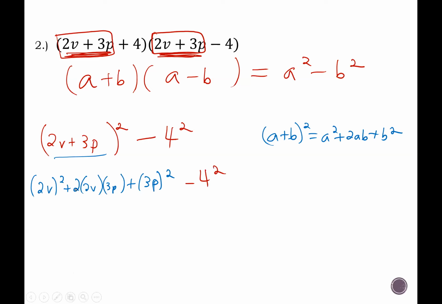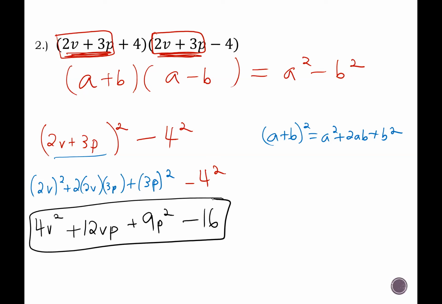Oh boy, okay. So it kind of looks worse right now, but I think we can simplify it in the next step if we just do one term at a time. Okay, so let's simplify. 2v squared, that's 4v squared, 2 times 2v is 4v times 3p, that's going to be 12vp. And then this is 9p squared. And then this is just minus 16. So there you go. It's still a long answer, okay?